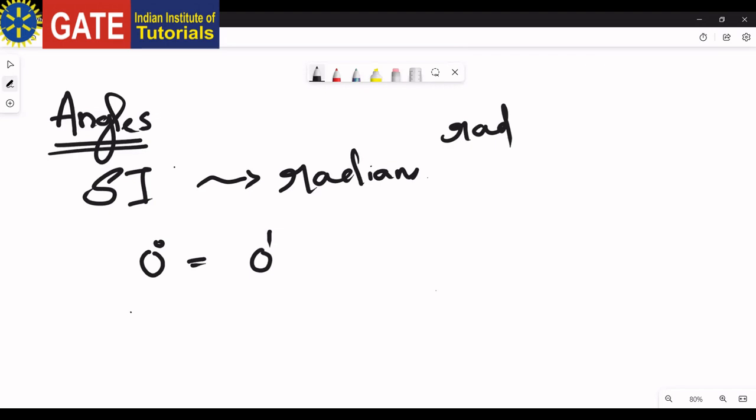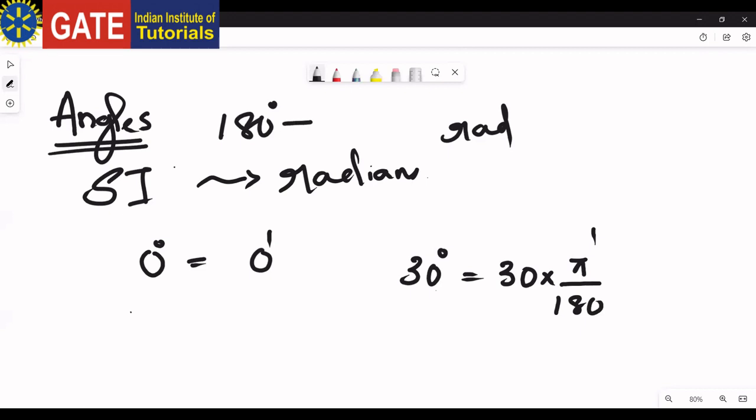Now, what is the conversion? If you have to convert 30 degree into some radians, you have to multiply this 30 with pi by 180. Here pi is the radian measure of 180. The fact you should know is that 180 degree means pi radians. Did you get it? 180 degree means pi radians. From here only we will derive the formula.